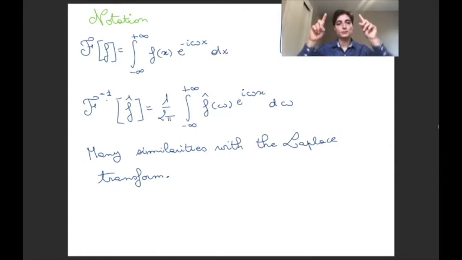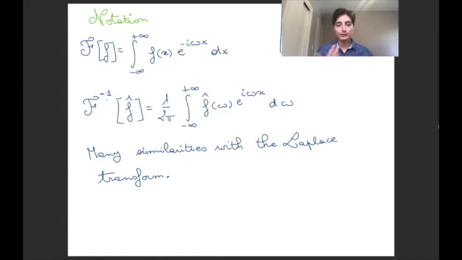So you notice how going from f to the Fourier transform of f, we have an exponential of minus i omega x, and we are integrating over x. And to come back, we have a complex exponential of e to the i omega x. So it looks very similar, but now we are integrating over omega. We often use a shorthand notation of the Fourier transform of f being f hat.